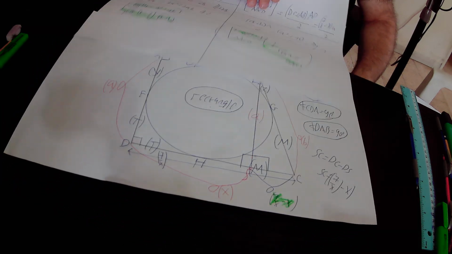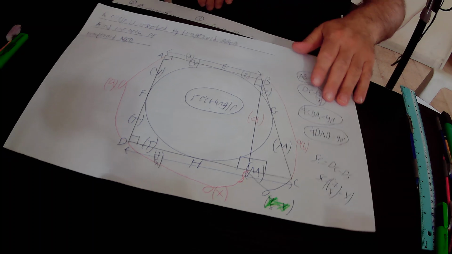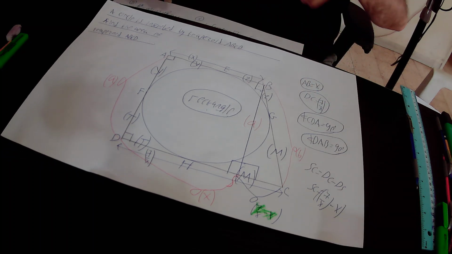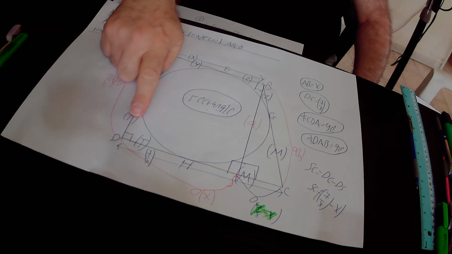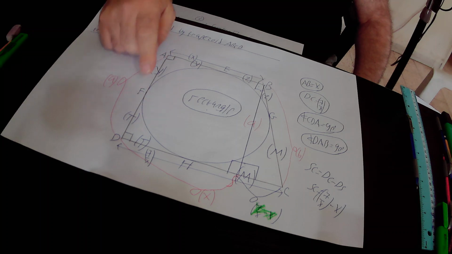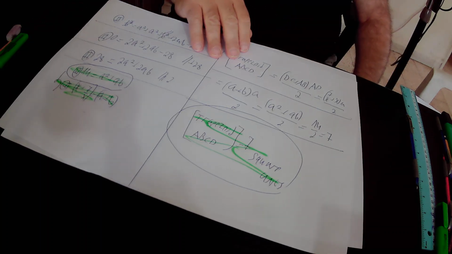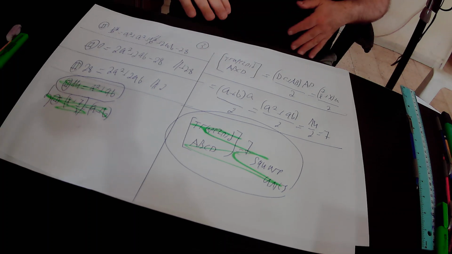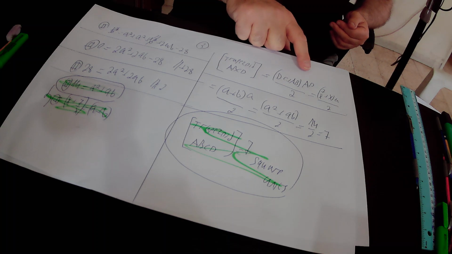times the height over 2. The height creates 90 degrees with the two bases, and indeed side AD creates 90 degrees with the base AB, and it creates 90 degrees with the base DC. Therefore, AD is the height. So in total, we found out that the area of trapezoid ABCD equals DC plus AB, that is the sum of the two bases, times the height, that is AD, over 2.